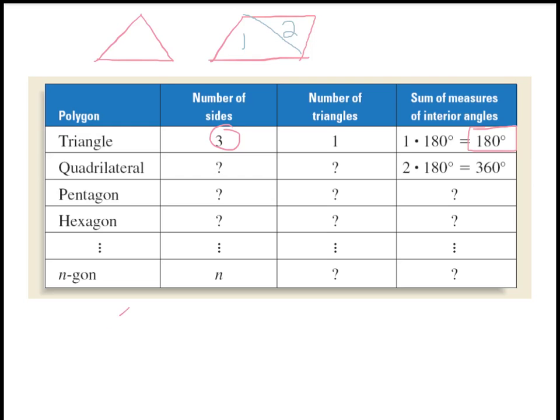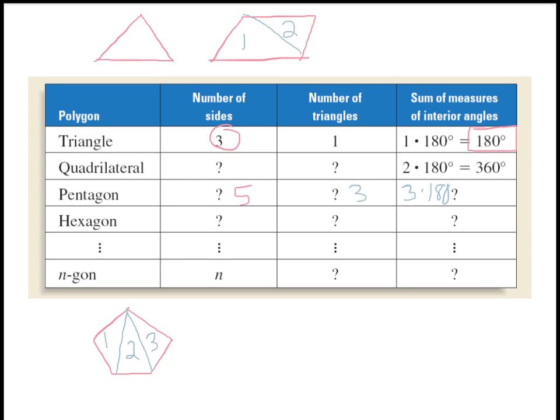If we look at a pentagon, we know it has 5 sides. And if we draw diagonals, we see there's 1, 2, 3 triangles. So there are 3 triangles, so as you can guess, the sum of the measures of the interior angles is 3 times 180 degrees.